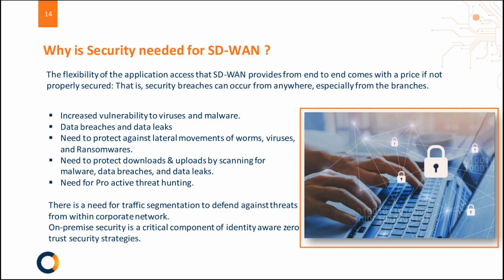We need to protect the downloads and uploads of the users by scanning for malware and data breaches. We need to have some proactive threat hunting to protect our branches and the WAN network. Segmentation should also be there, because there are different operational functions in a branch, like HR and finance. So we need some segmentation to prevent interdepartmental threats within the network itself. So we need to have on-prem security as a critical component to protect our branch.